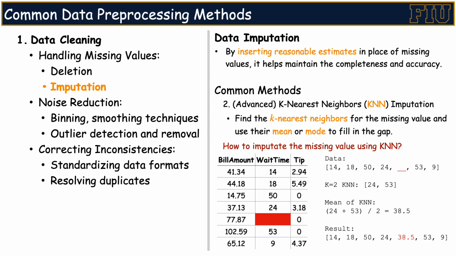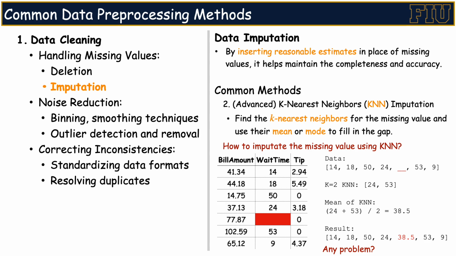In this case, if we want to use KNN, the most straightforward approach would be to focus on the wait time column, identify the neighbors of the missing value, and calculate the average. If we set k to 2, the two closest neighbors to the missing value are 24 and 53. Calculating their mean gives us 38.5, so we use 38.5 to fill in the missing wait time value. However, did you notice any potential issues with this approach?